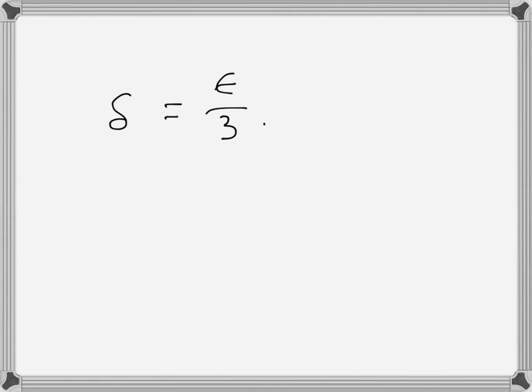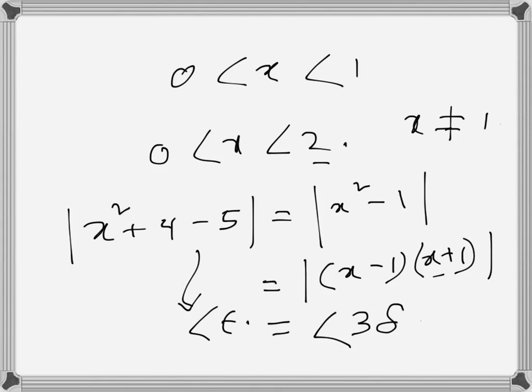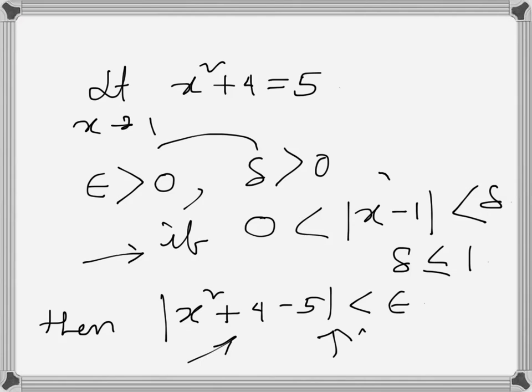So we can choose delta to be epsilon over 3 or 1, whichever is minimum. If we choose that, then we can get this one. So hence the proof. In the next video I will consider some numerical value for the same problem. So that's what I will do.